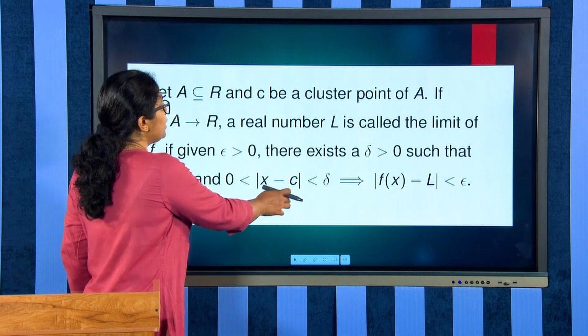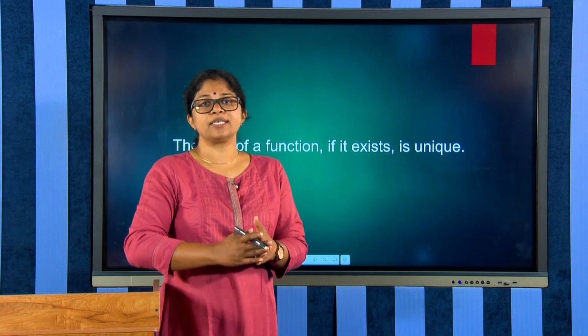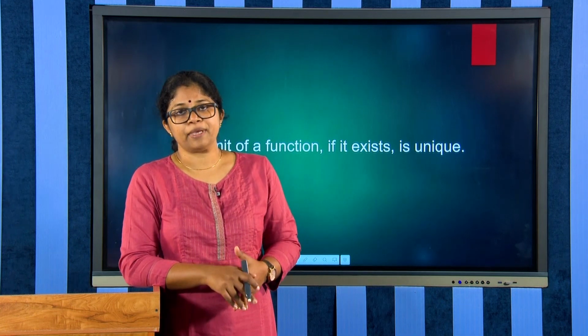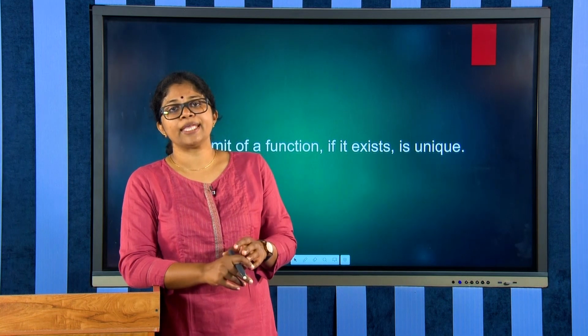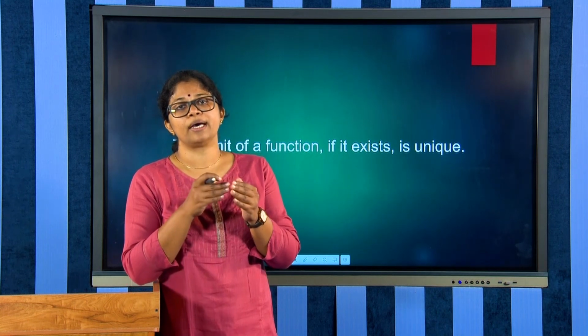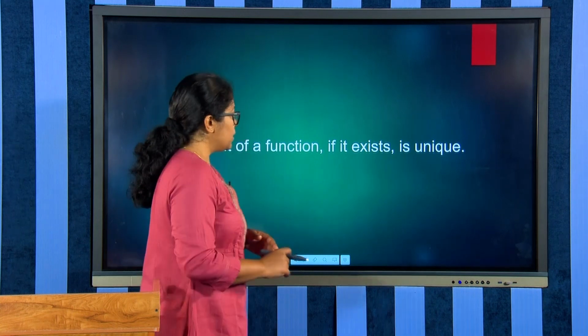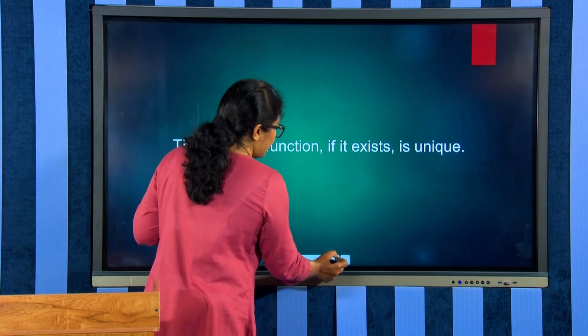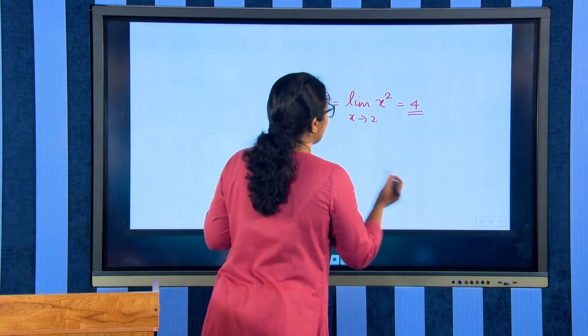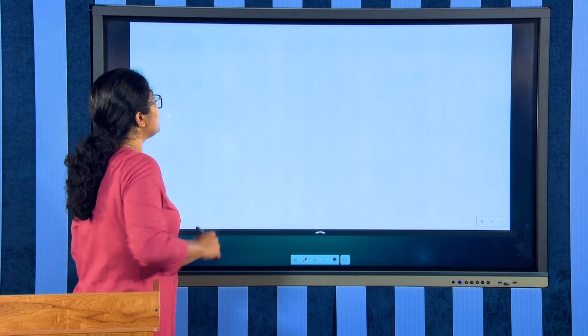Okay. Now, the limit of a function, if it exists, is unique. That means no function can have two limit points or limit values corresponding to x tends to some value c. So, this is again proved like this using the epsilon delta definition that we have noticed.